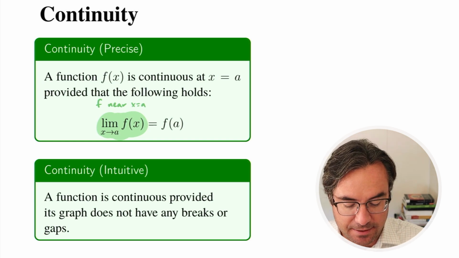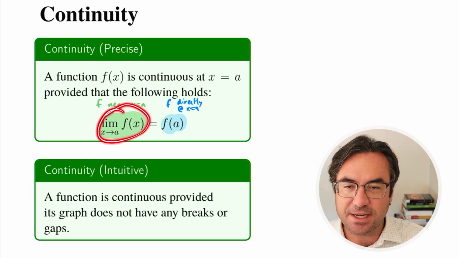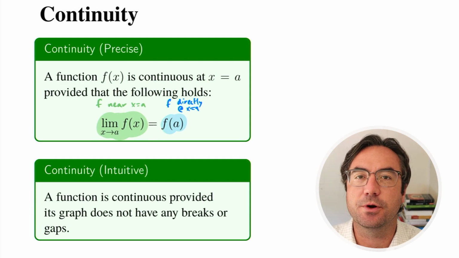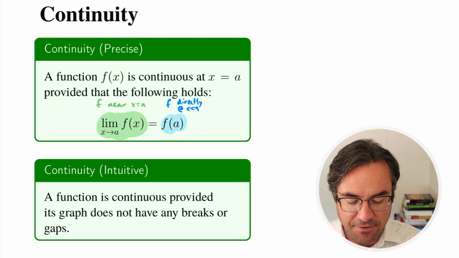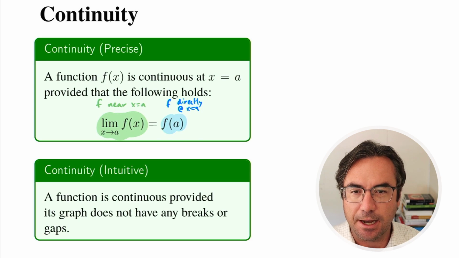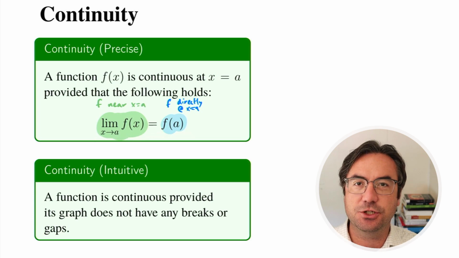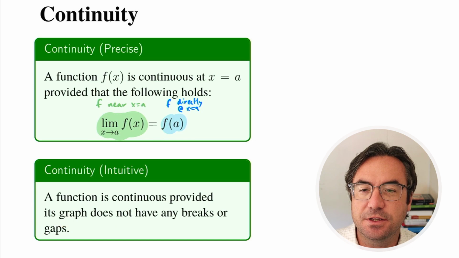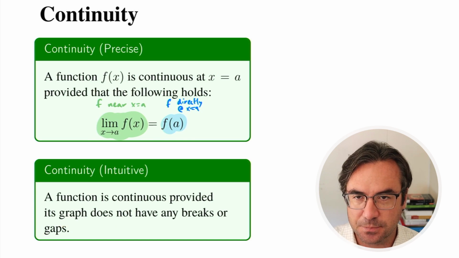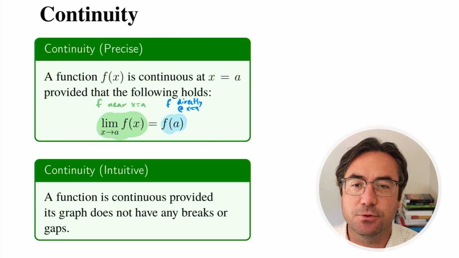And then on the other side, f of a describes our function f directly at x equals a. So limits give us more of the story about what's going on around it, and f of a is telling us what's going on directly at that location. Intuitively, what this definition means is that our function is continuous if the graph doesn't have any breaks or gaps in it. All right, so we're going to look at a couple examples where we check this.